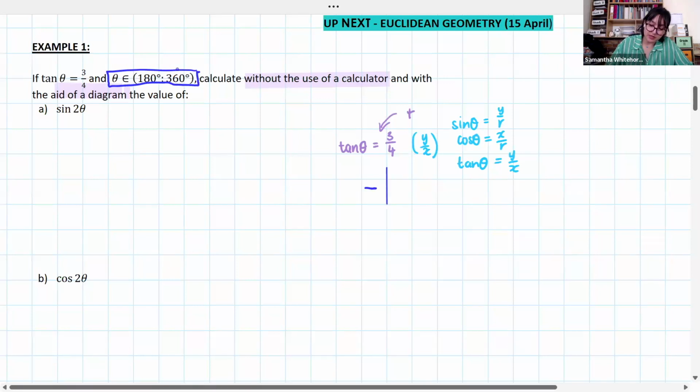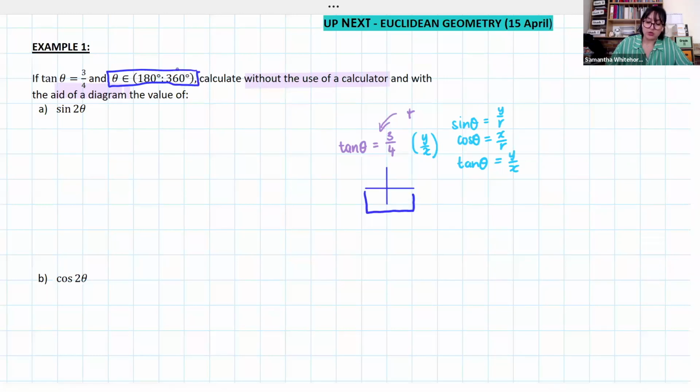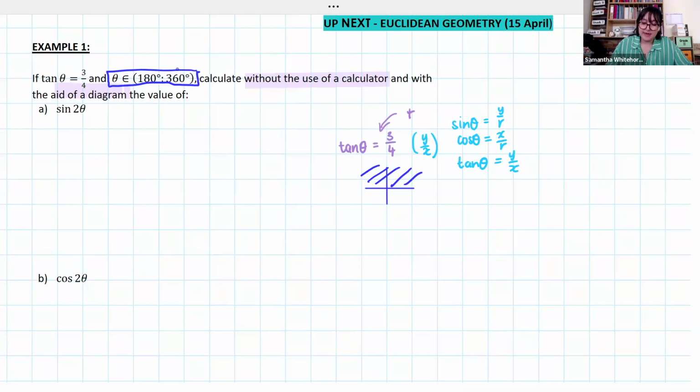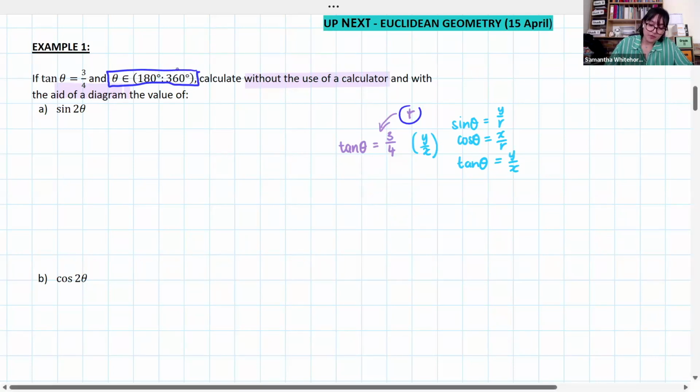So if we think about this on our Cartesian plane, 180 to 360 is really only quadrants 3 and 4. Quadrants 1 and 2 don't really feature, because that is between 0 and 180. This is now 180 to 360. And like I say, tan is positive. The only place where tan is positive in those two quadrants is quadrant 4. So when I now draw my diagram, I'm drawing a diagram in quadrant 4 of my Cartesian plane.